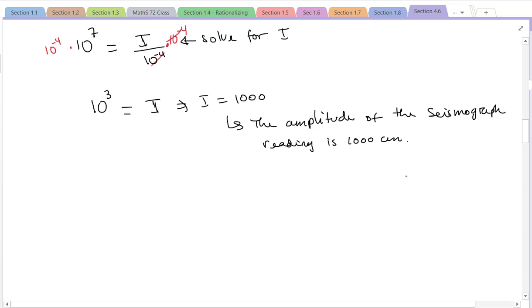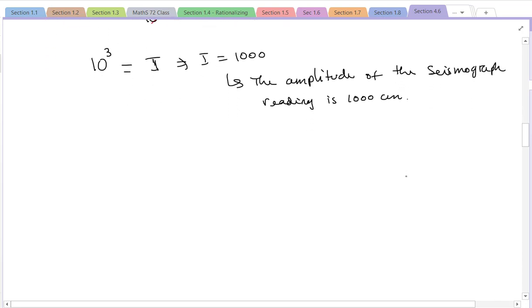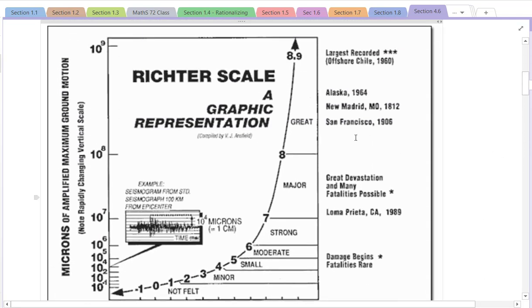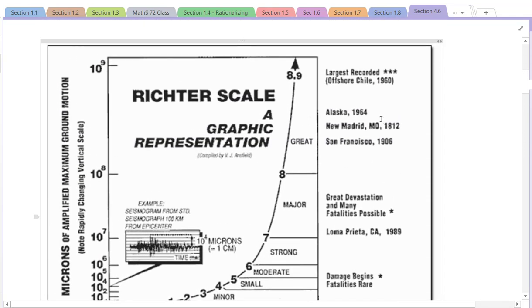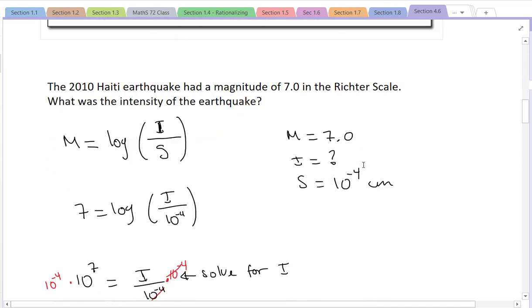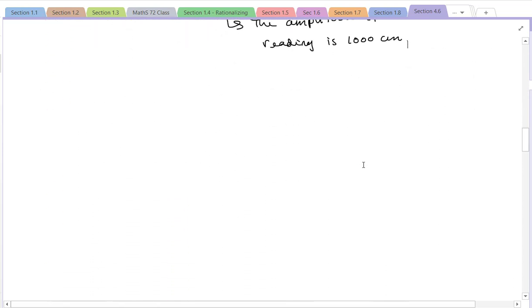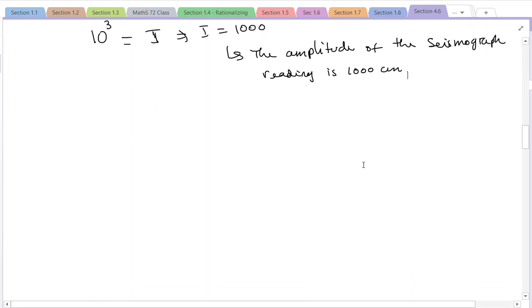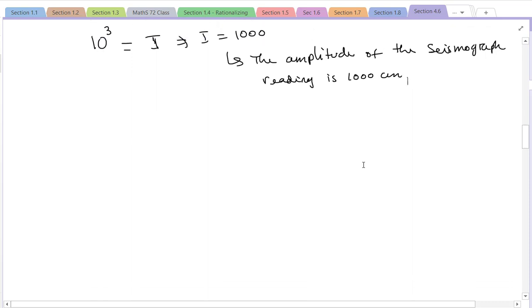So let's try another example. Let's compare the two earthquakes that we see up here on this graph. We have the San Francisco earthquake of 1906 and the Chile earthquake of 1960. Those are two earthquakes that have gone down in history as being the largest. Actually, the one in Chile is the largest recorded in the world so far. We want to know how many times more intense the Chile earthquake was than the San Francisco earthquake.